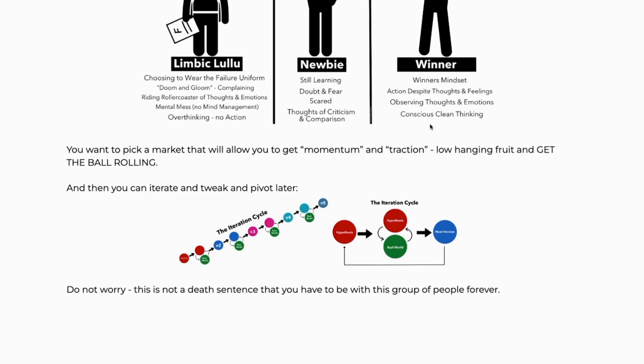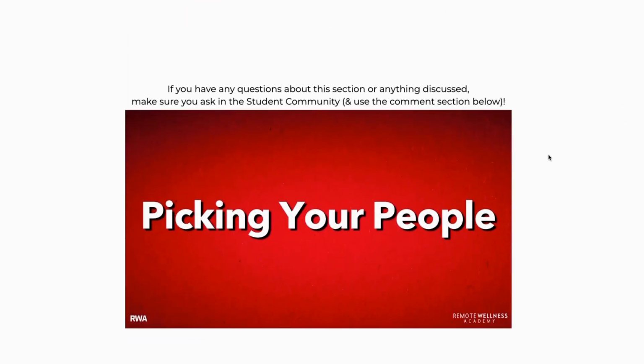And so that has been this specific section inside of this training when we talk about picking your people, picking your market, what the indicators and the ideal indicators are and how that works, and then the big warnings that we've talked about as well.